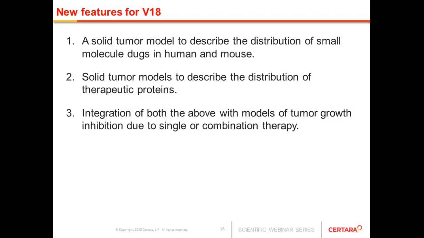And for both these models, we've built an integration with tumour growth inhibition models. So you can account for the change in the tumour size and potential changes in other properties such as transporter abundance, for example, as the tumour grows for quite long-term experimental or clinical studies, and incorporate these in to see the impact on drug distribution as well as being able to model the tumour growth itself. And this is incorporated to account for both single and combination therapy effects on the tumour growth inhibition.